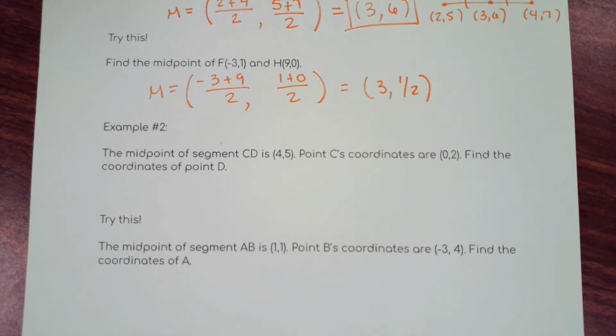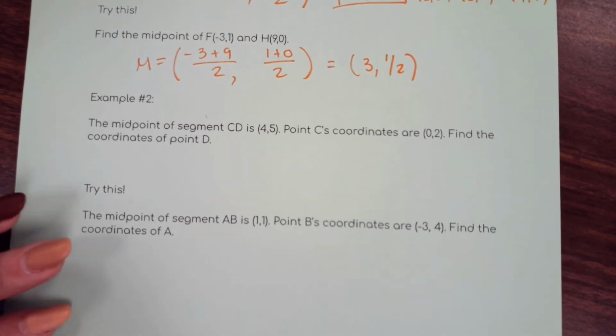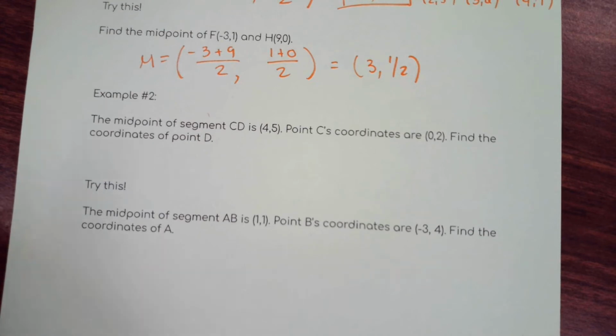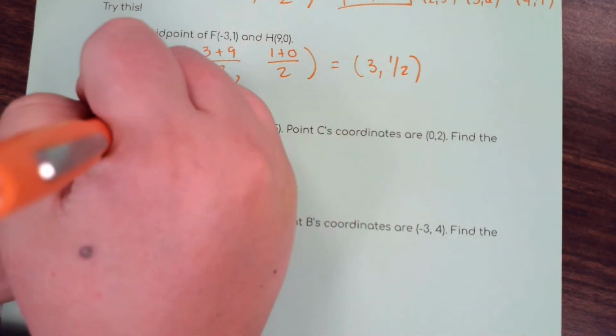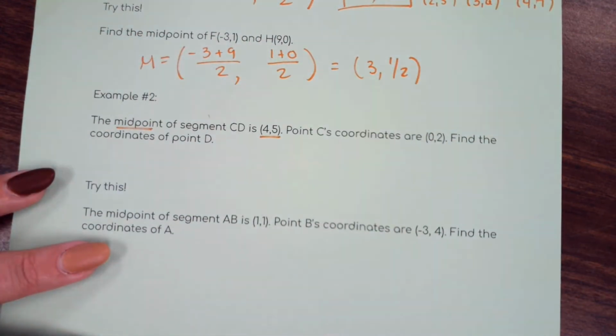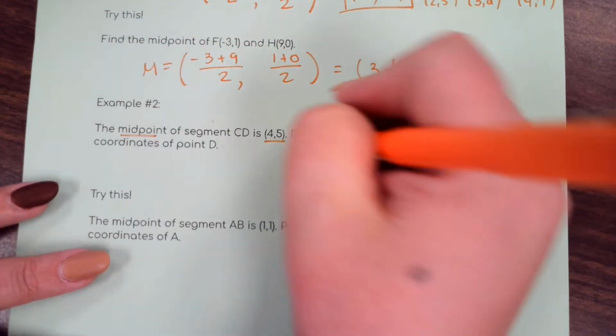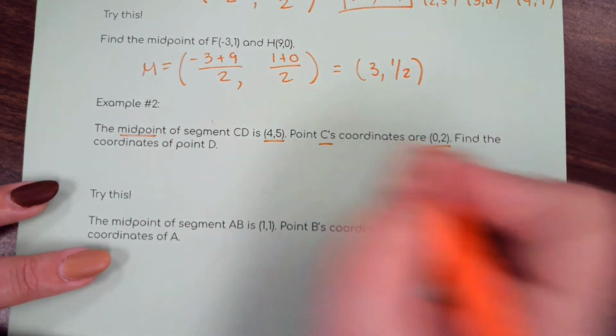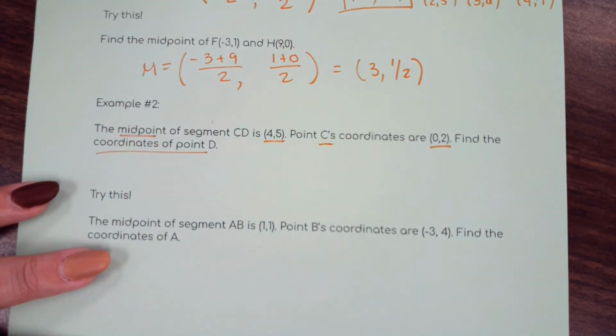Torres' YouTube channel. Today we are going to continue to talk about the midpoint formula, but now we're going to use it to find one of the endpoints. So look at example number 2. It says the midpoint of segment CD is (4, 5). So now we know the midpoint. Point C's coordinates are (0, 2), and we want to find the coordinates of point D.